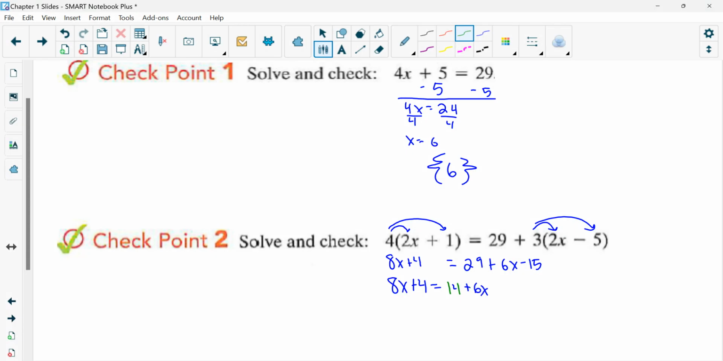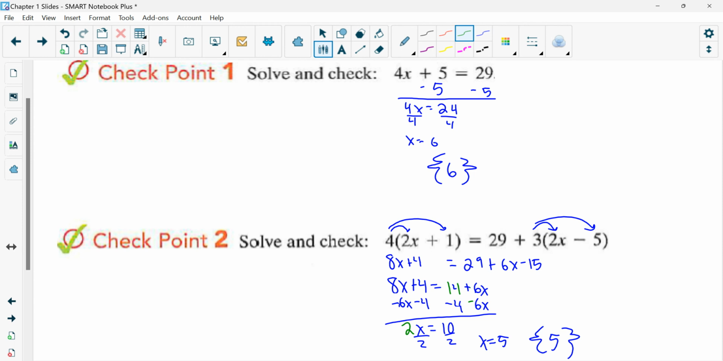And then when we want to get all of our x's on one side and numbers on the other, just like we did the problem above, we can subtract 6x, subtract 4, and we would get 2x is equal to 10. And when we divide by 2, we get x equals 5. Again, we'll put that in our curly braces, so the solution set is {5}. That's just a mathematical solution set, and you're going to see that in the book, so just be used to that. All right, so those first two problems are pretty straightforward.